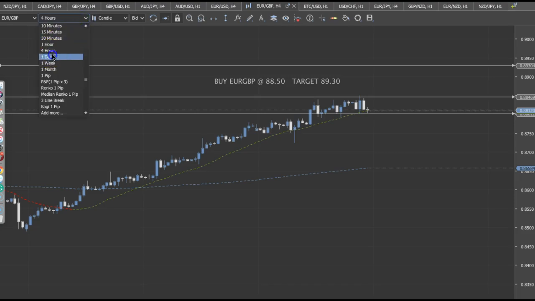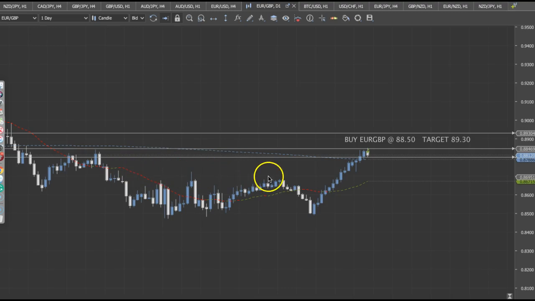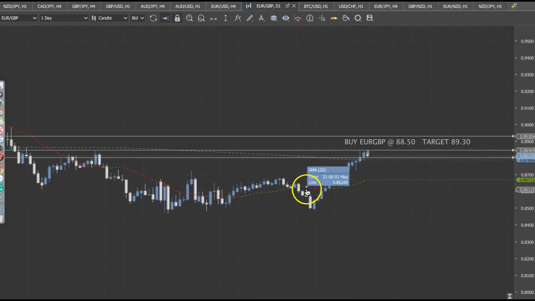Switch over to the daily chart, and price was in a downtrend, but now price has broken above the 200 moving average line. So technically right now we're in an uptrend, even though the two lines have not crossed to the upside. Price has broken above the 200 moving average line, and we're targeting that 89.30.